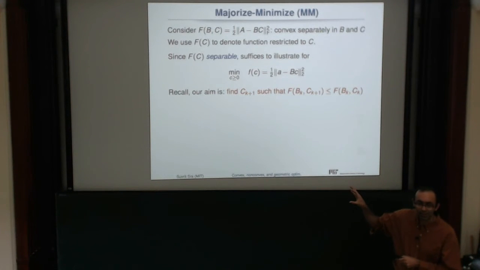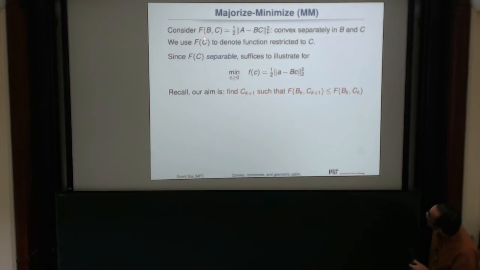Here's a special instantiation of this idea, which gives you a technique. Suppose we were trying to optimize that, and we see that it is convex separately in B and C. So I'll just use f(C) to denote the function restricted to C. Here f(C) is separable, because the Frobenius norm is separable. So it's okay if I just illustrate the idea for a single column of matrix C. All we are trying to do is construct the update so that we have descent, hopefully strict descent. I'm not trying to solve the full minimization, I'm just trying to ensure a descent.